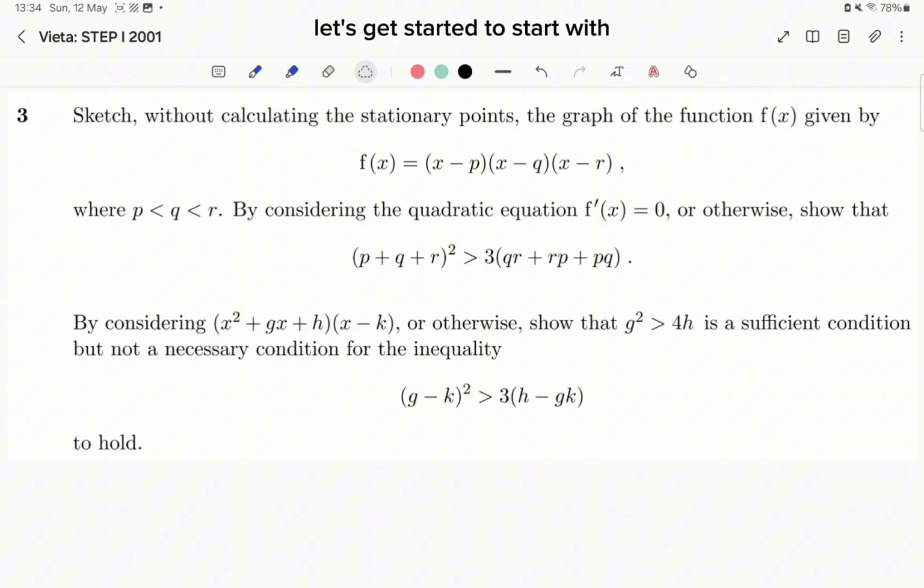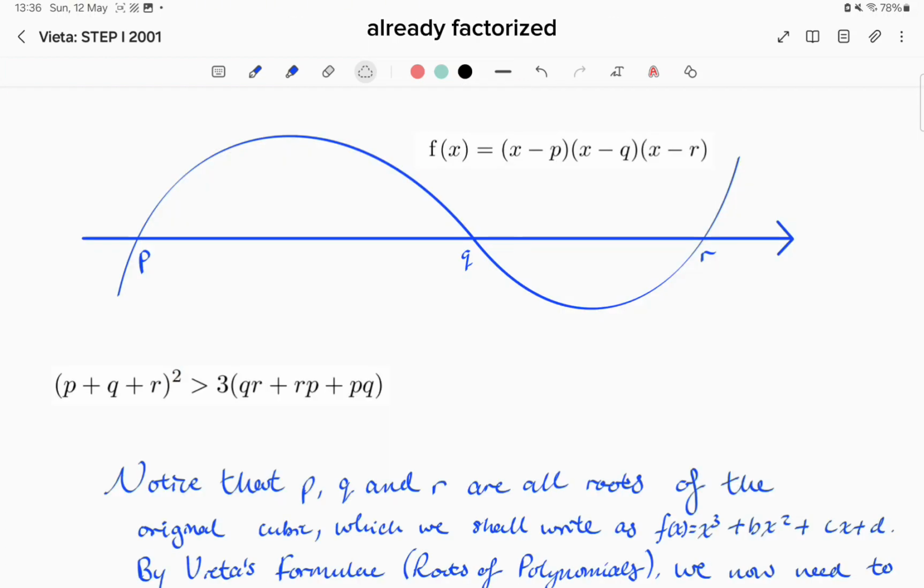Let's get started. To start with, we'll notice that they've given us f of x already factorized, meaning that we can sketch it very easily. It must go through the points p, q, and r in this order, because p is less than q is less than r. We'll also notice that the coefficient of x cubed is 1, which is greater than 0, which means that the cubic will go from negative infinity on the left up to positive infinity on the right. We can therefore sketch a quick graph of f of x passing through p, q, and r.